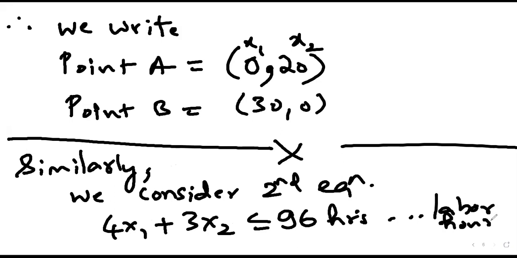This is for labor hours. Now again, the firm will concentrate completely on product B, and no tables are being manufactured. That means x1 is considered to be 0. In that case, if the complete labor is allotted only for manufacturing chairs, how many chairs can be manufactured at the maximum? If x1 is 0, what will be the value of x2? 32.